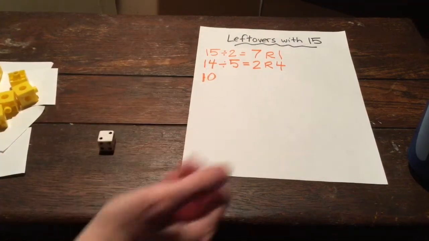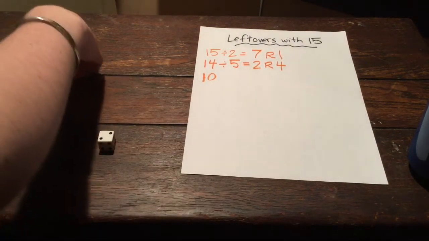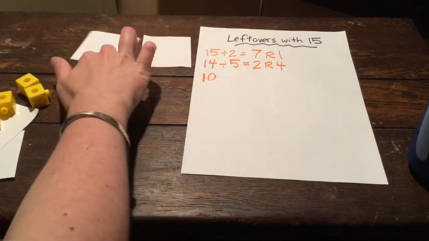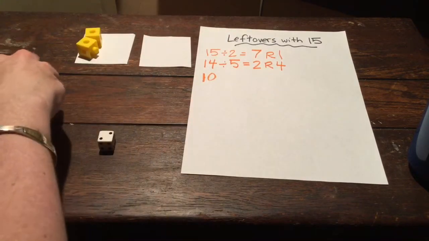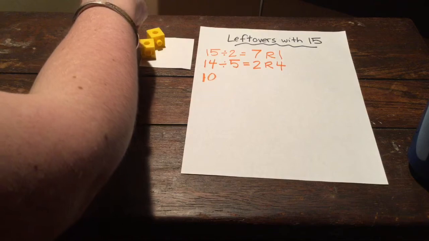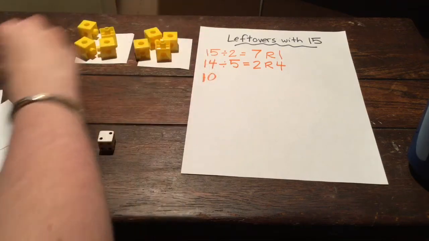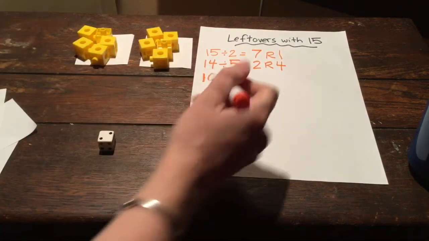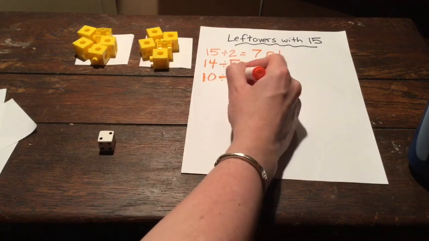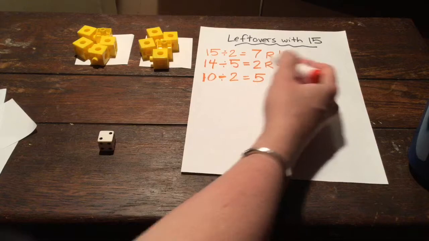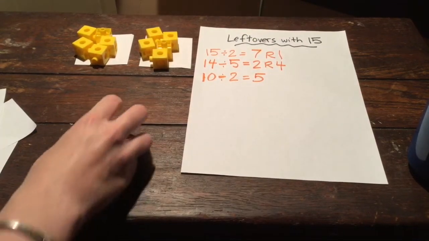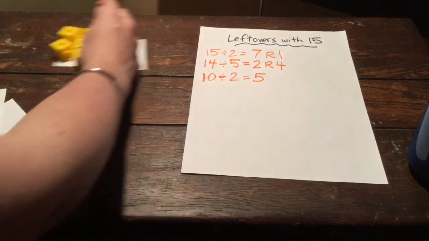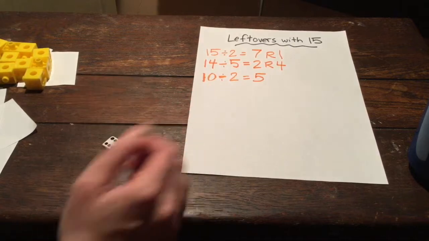Let's roll again. 2. Okay, that's 2 equal groups. Can you predict how that's going to turn out? Let's see. No remainder on this problem. 10 divided by 2 is 5. I can put 5 in each group equally.